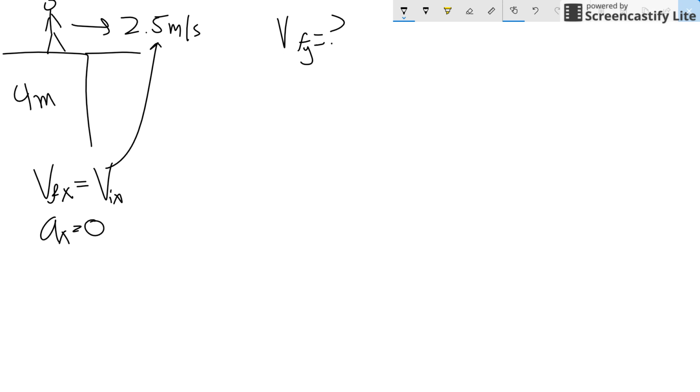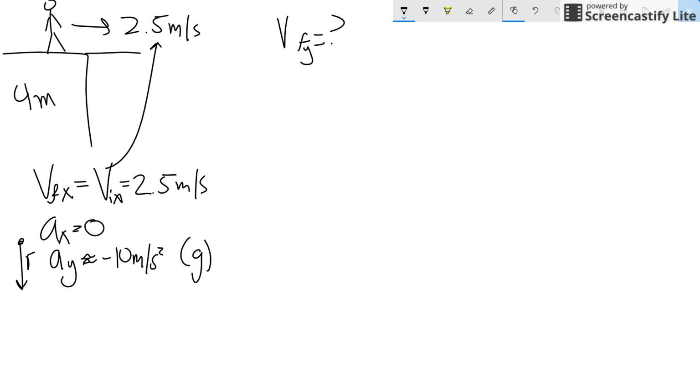We know that the final velocity in the x direction is equal to the initial velocity in the x direction, which is equal to 2.5 meters per second. We already know acceleration in the x direction is 0. We know acceleration in the y direction is about -10 meters per second squared, which is gravity, okay? Because remember, we draw an FBD. Oh, look, the only force is down with gravity, and that means that our acceleration must be gravity, right?